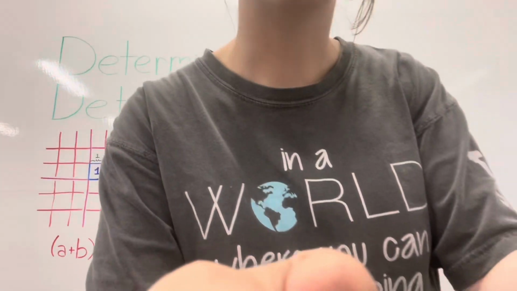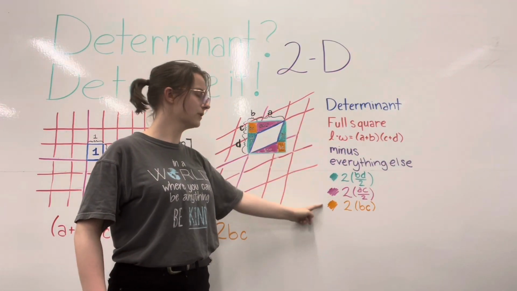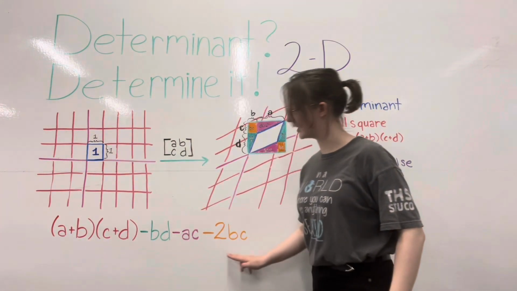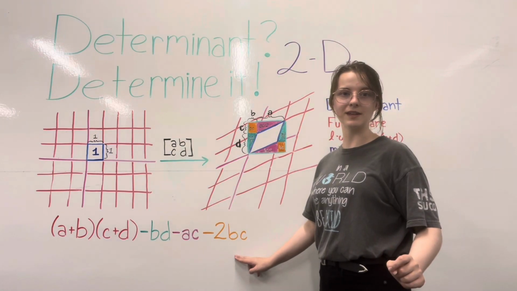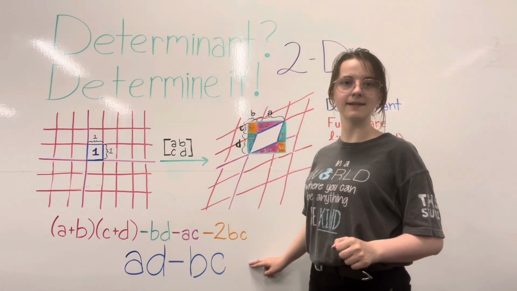And what that looks like a little bit closer is our full square minus everything else, giving us this equation, which in a moment you'll see simplifies down to our lovely AD minus BC. Great.